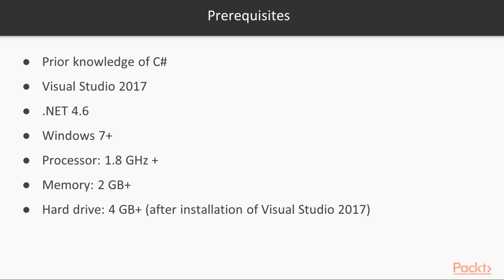Ideally, you'll be running on Windows 10 with an Intel i5 processor or better, and 8 GB of RAM or more, and at least 10 GB of free space after the installation of Visual Studio 2017. Get up to speed with C# 7 quickly and easily with this course.